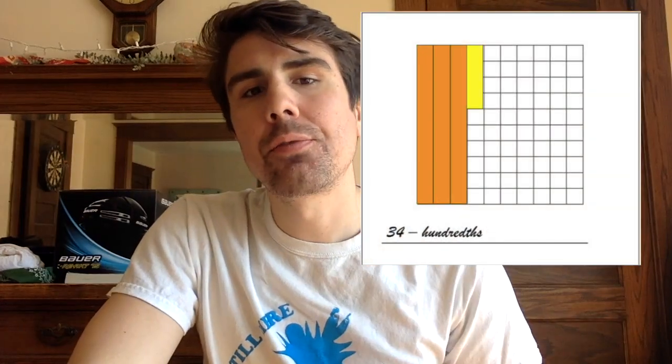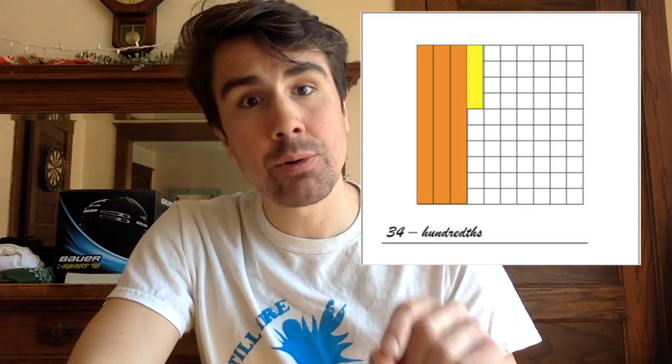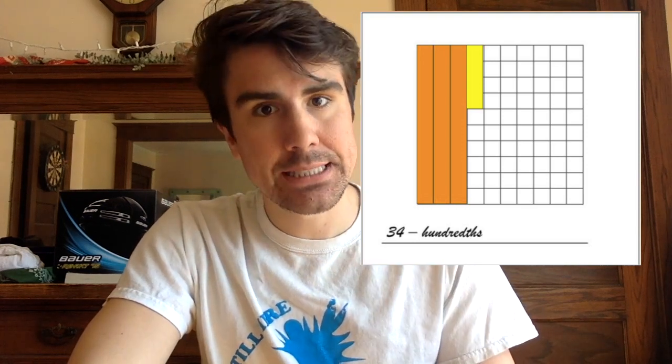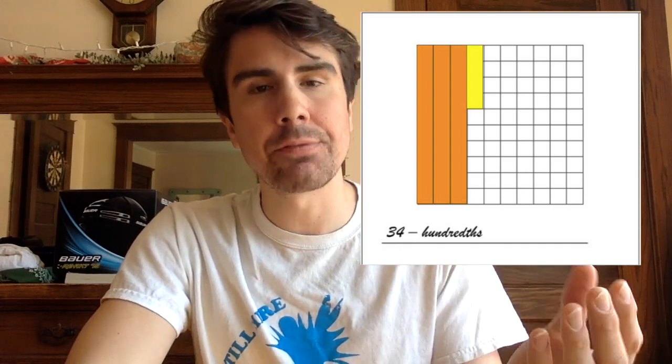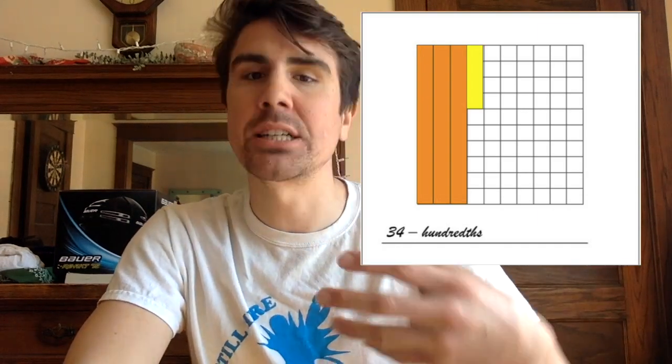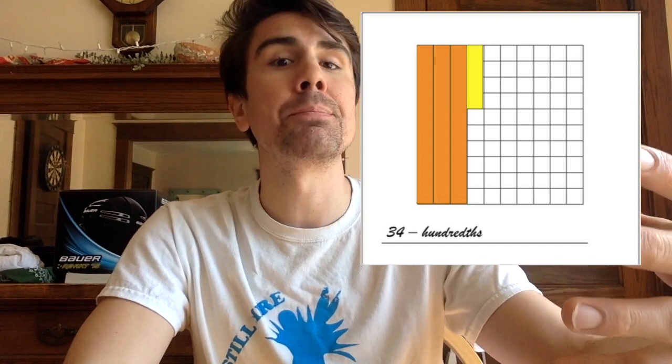Let's start by revisiting a problem from yesterday that we worked on together. Now, we showed 34 hundredths on our grid here. 3 tenths plus 4 hundredths is the same as 34 hundredths. And we can see that by seeing that 34 out of 100 equal parts are shaded in.